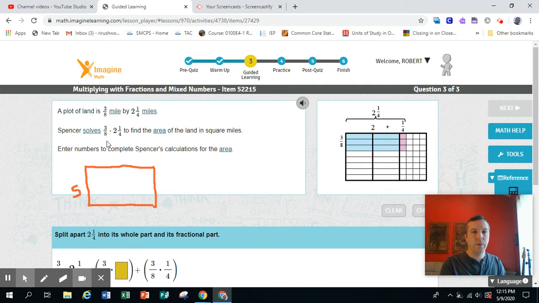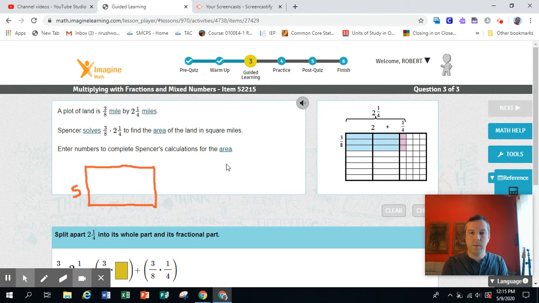Spencer solves 3/8 dot 2 1/4. In math, a dot like that means multiply, times. Spencer solves 3/8 times 2 1/4 to find the area of the land in square miles. Enter numbers to complete Spencer's calculations for the area.